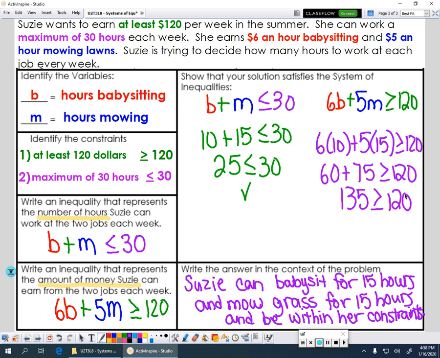So when you do these problems, within our constraints, there are lots of possible answers. So don't worry if you and your friend get something different. As long as you meet both of your limitations, you're fine.